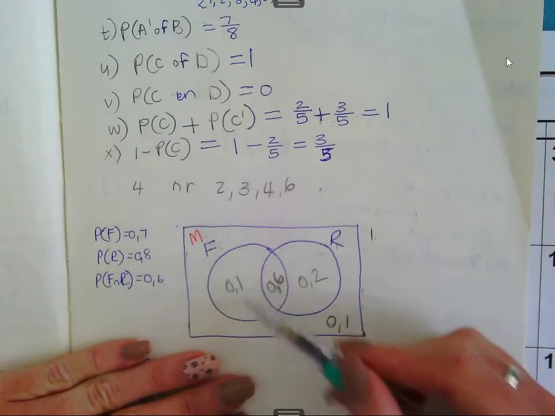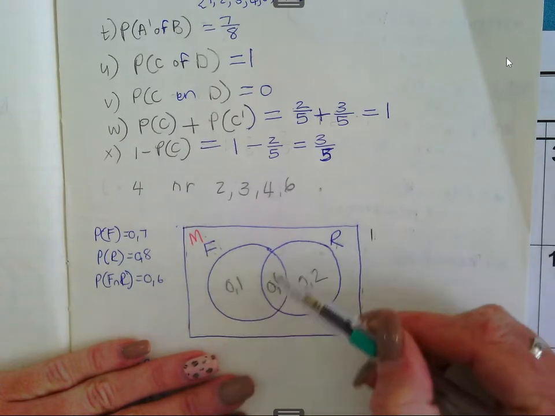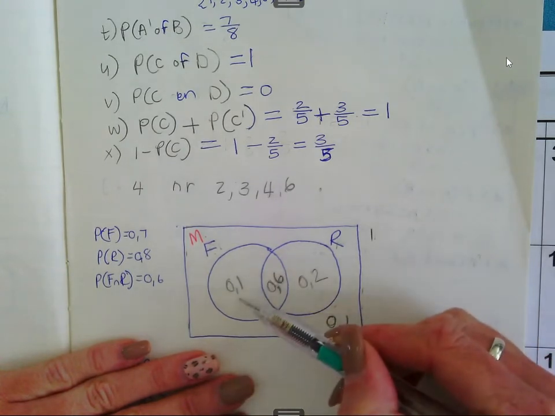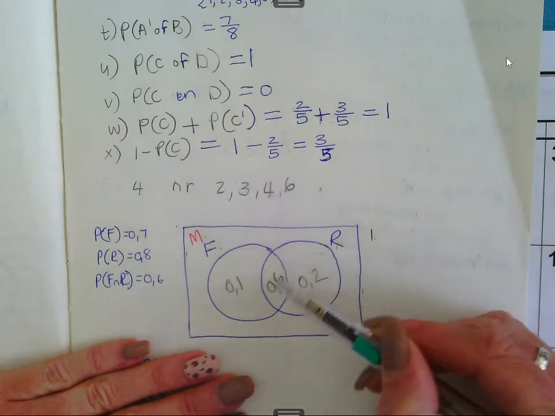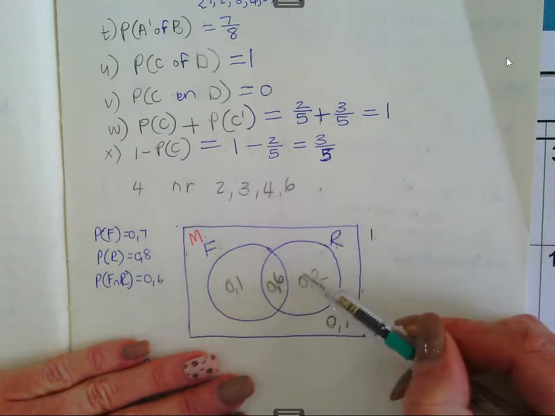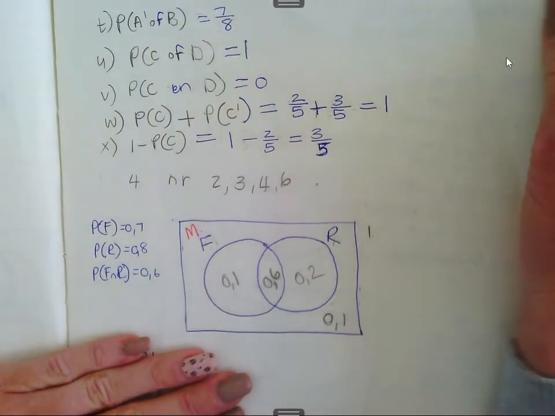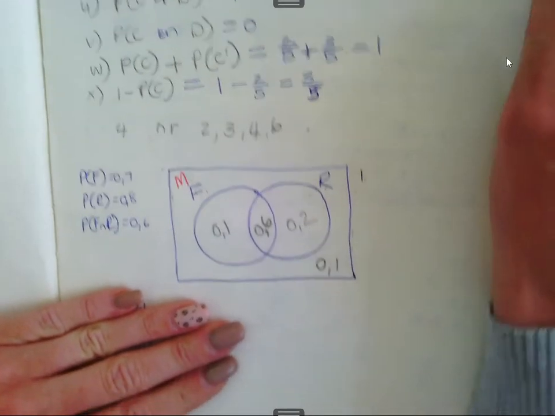So that 0.7 can't be written into movies. You're going to have to say 0.7 minus 0.6 to get 0.1, and 0.8 minus 0.6 to get 0.2. And when you add these three, you get 0.9. Therefore, the one on the outside is 0.1. Did you get your Venn diagram right?